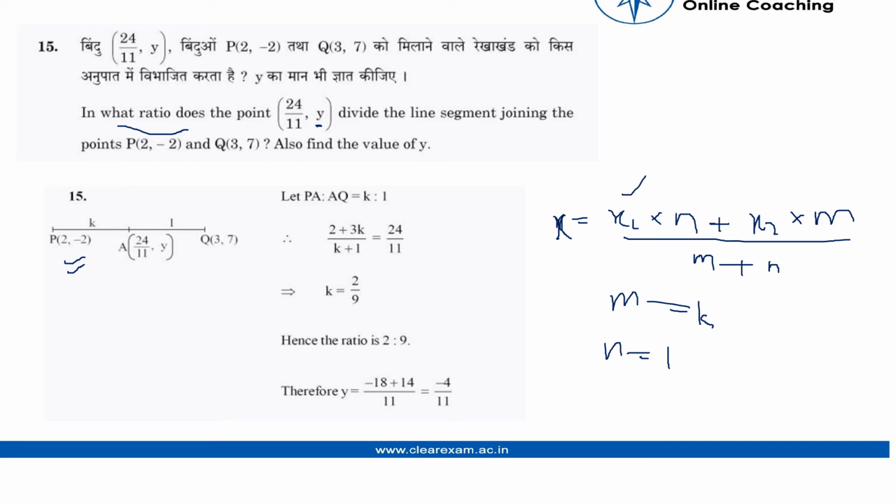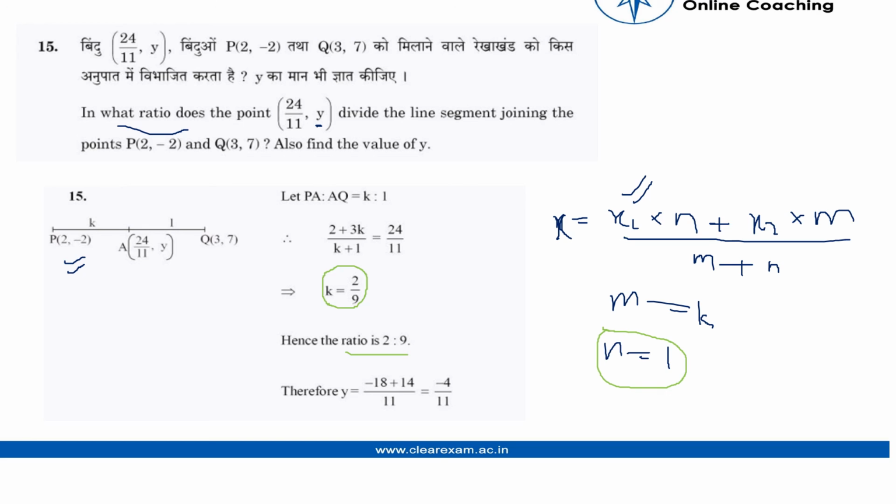This is the formula written in the NCERT, but whenever the question comes to find the ratio, we would have to take the second ratio as 1. So by putting the values, we get the ratio k, which is m here. K is equal to 2:9. So the ratio becomes 2:9 because it was k is to 1. So it can be compared to 2:9.